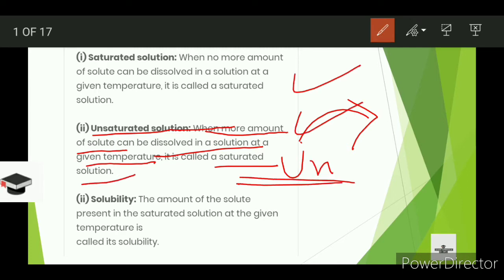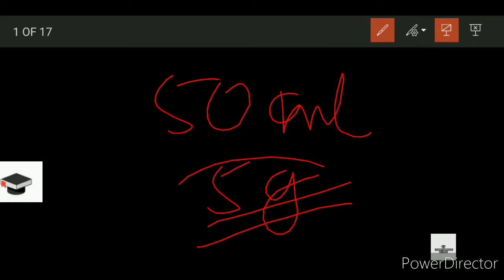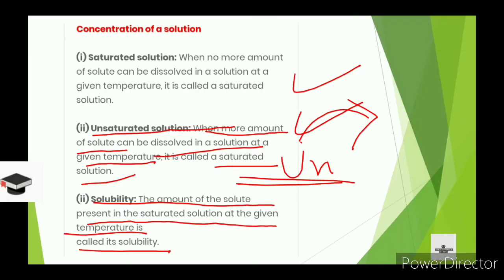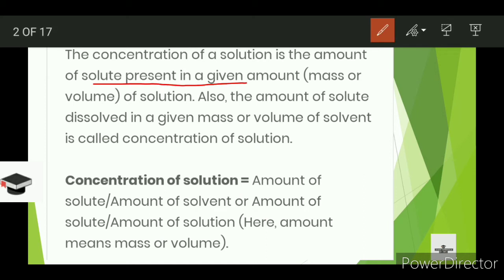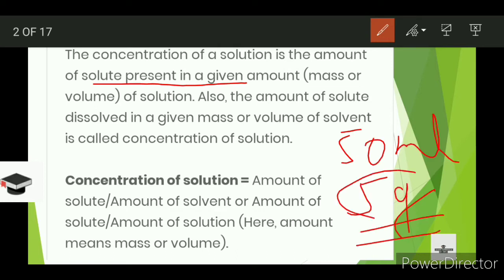So these were two types. Next is solubility. The amount of solute present in the saturated solution at the given temperature is called its solubility. Now, in 50 ml of water, I can add 5 gram of sugar. So this is the solubility. Next, what is concentration of a solution? Concentration of a solution is the amount of solute present in a given amount of solution. It is the same, that in 50 ml we can add 5 gram of sugar. So this is the concentration of solution or solubility.